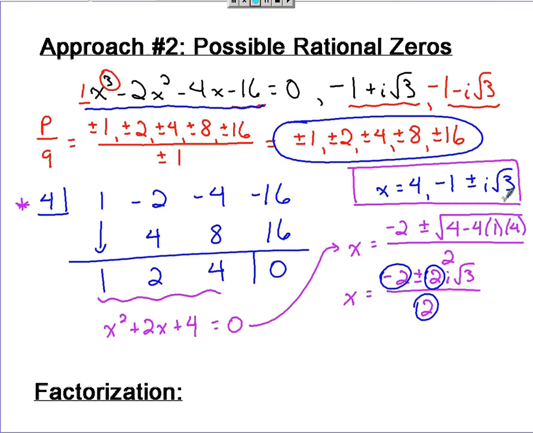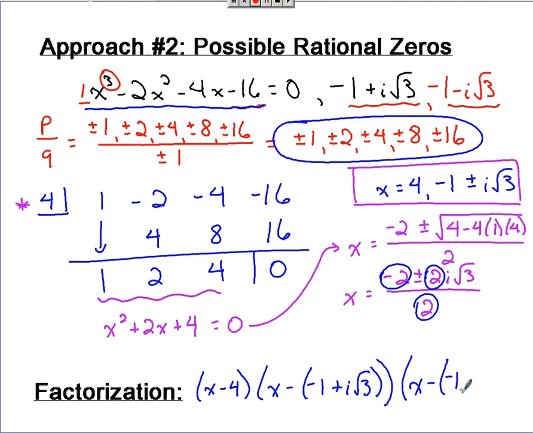And finally, for equally good measure here, the factorization. The factorization of this polynomial that was given as an equation would be x minus 4, since 4 was a root, times x minus the -1 plus i√3, since that was given as a root. And then the final factor would be x minus the -1 minus i√3, because that was the conjugate of the given root. Degree 3 polynomial, there's 3 factors.